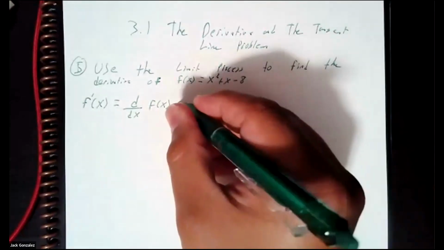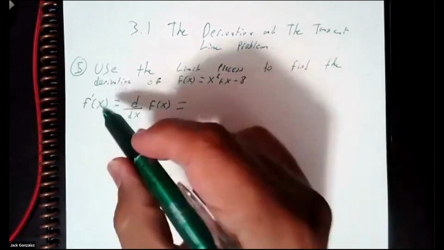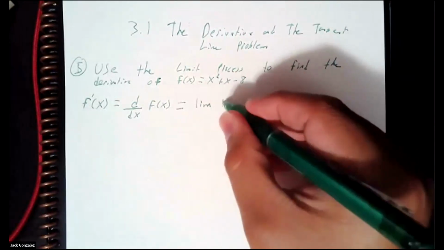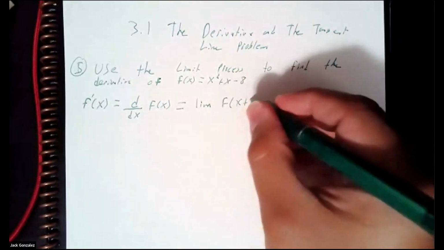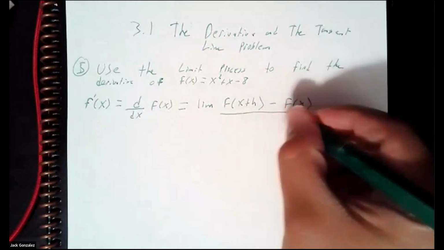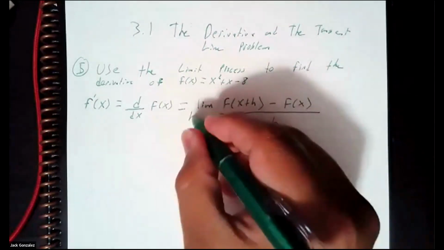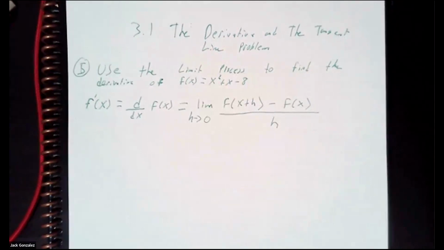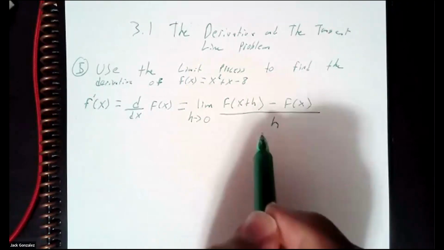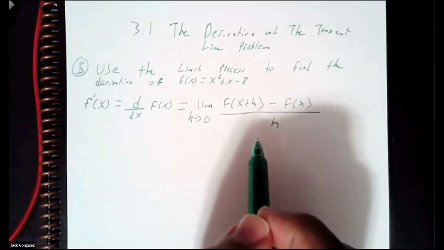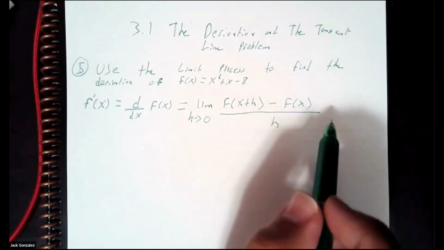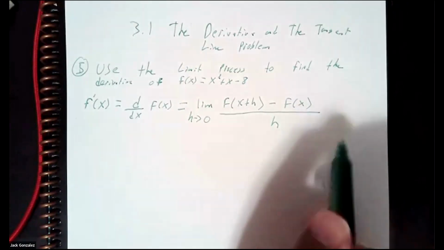Okay, so the limit process to find the derivative means you take the limit of the difference quotient. So you take the limit of f of x plus h minus f of x, over h, as h goes to 0. If you find that limit, you will find the derivative of f. Now, if you're uncomfortable with the difference quotient, it's been a while, then do it piece by piece. If you're comfortable with the algebra, then this is no big deal.